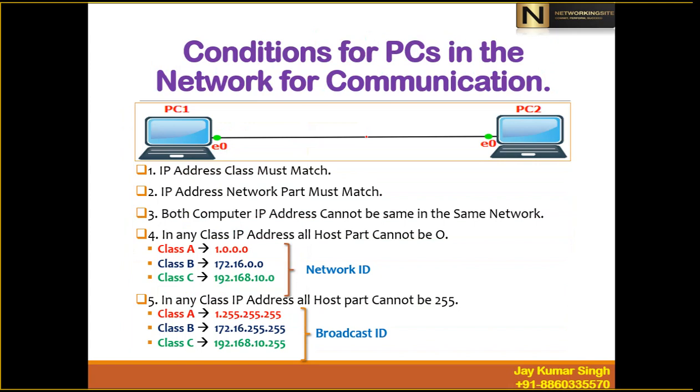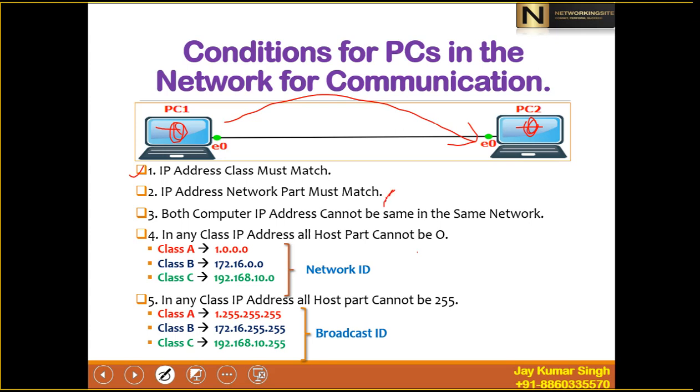Now here we have some conditions of communication. When PC1 wants to communicate with PC2, what condition will PC1 follow and what condition will PC2 follow? They should communicate, right? We have some options listed here. The first one is that the IP address class must match. If you belong to class A and I also belong to class A, then we can communicate. That is the first condition.